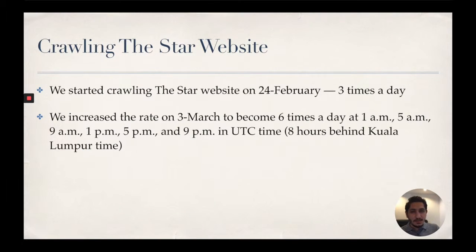First, for the Star website, we started crawling the data on 24 February. We started crawling 3 times a day. Then we increased the rate on 3 March to 6 times a day, at 1 a.m., 5 a.m., 9 a.m., 1 p.m., 5 p.m., and 9 p.m. in UTC time. So we crawled data from the Star website many times a day.